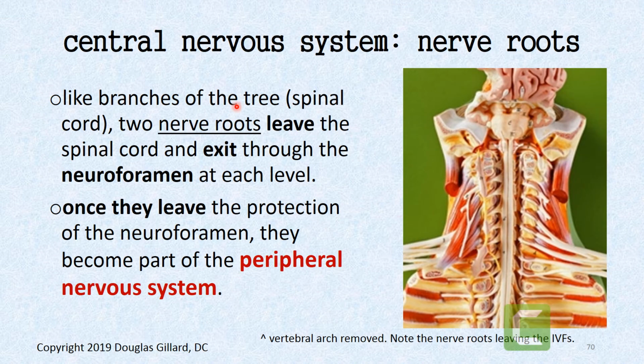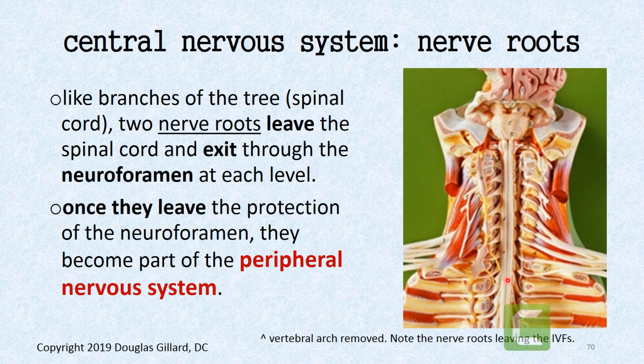So like branches of the tree, 2 nerve roots leave the spinal cord at each level, and they exit through the neuroforamen. And we kind of looked at that. But here's a nice view. This is a P to A view. Here's the noodle up here, brain. Here's the skull. Foramen magnum was right here. Spinal cord is going down like this.